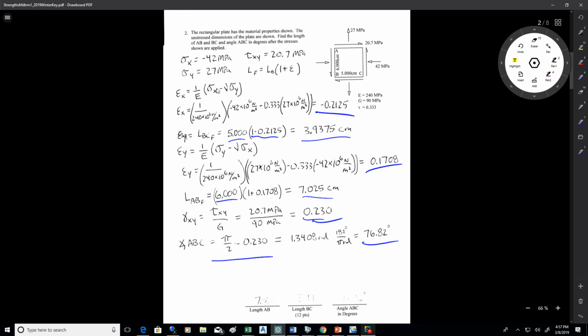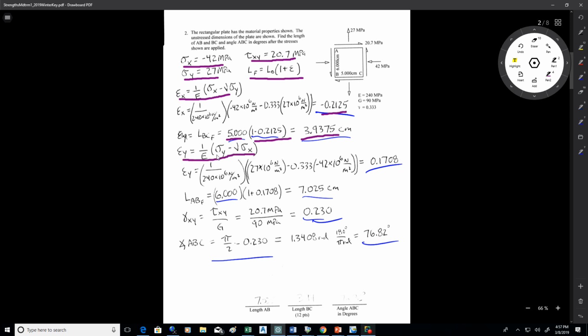Okay, the next one there, we're going to use Hooke's law to find that, and a little bit with this formula here. The final length is the original times 1 plus the strain. Okay, just find the stresses in the XY directions. There's the normal and shear stresses. Plug into the Hooke's law equation. That's equation 41. Epsilon x is negative 0.2125. 1 minus that times the original length for BC, which is 5, will get you 3.94 centimeters, basically.